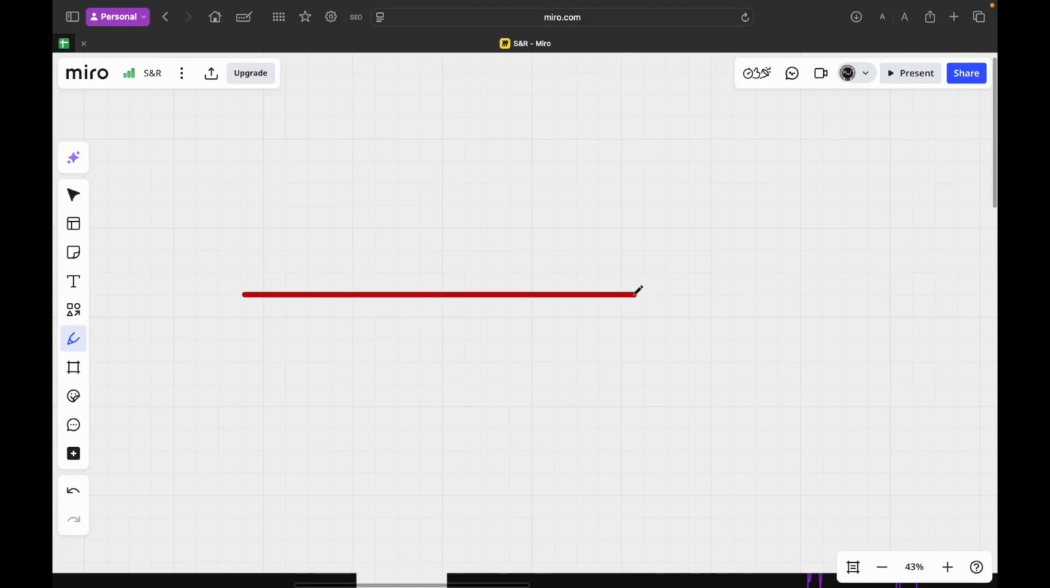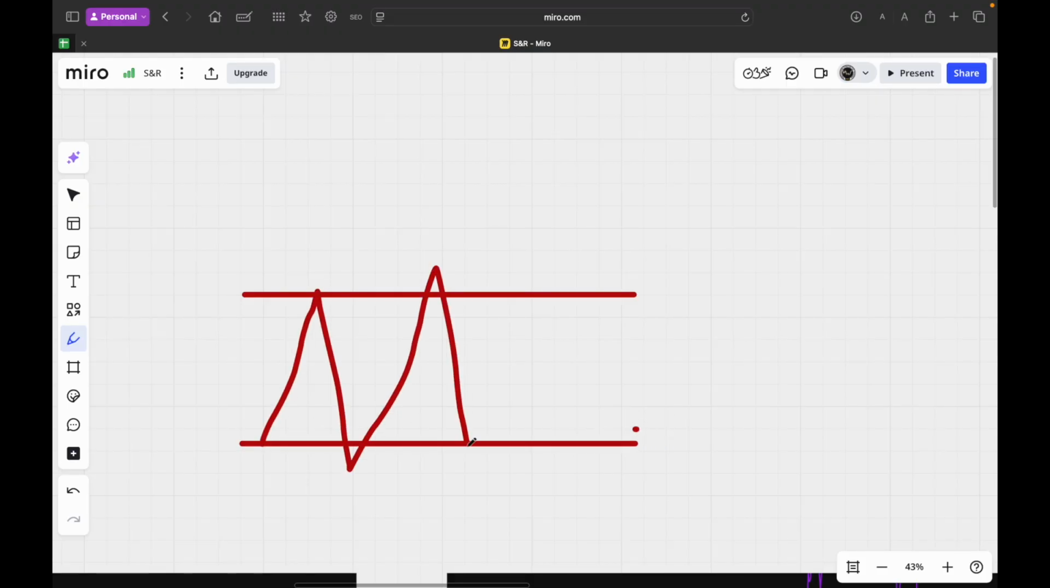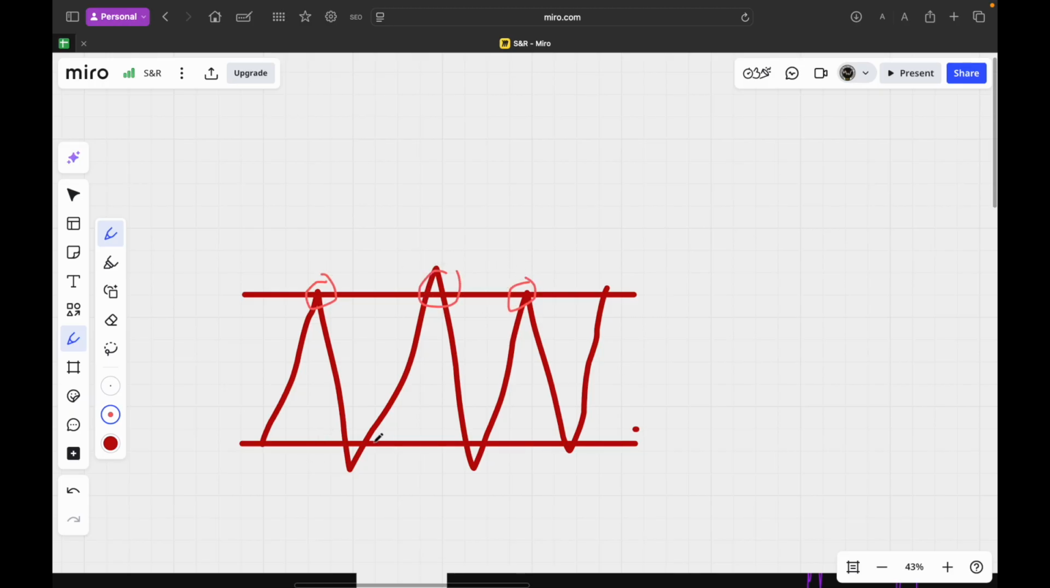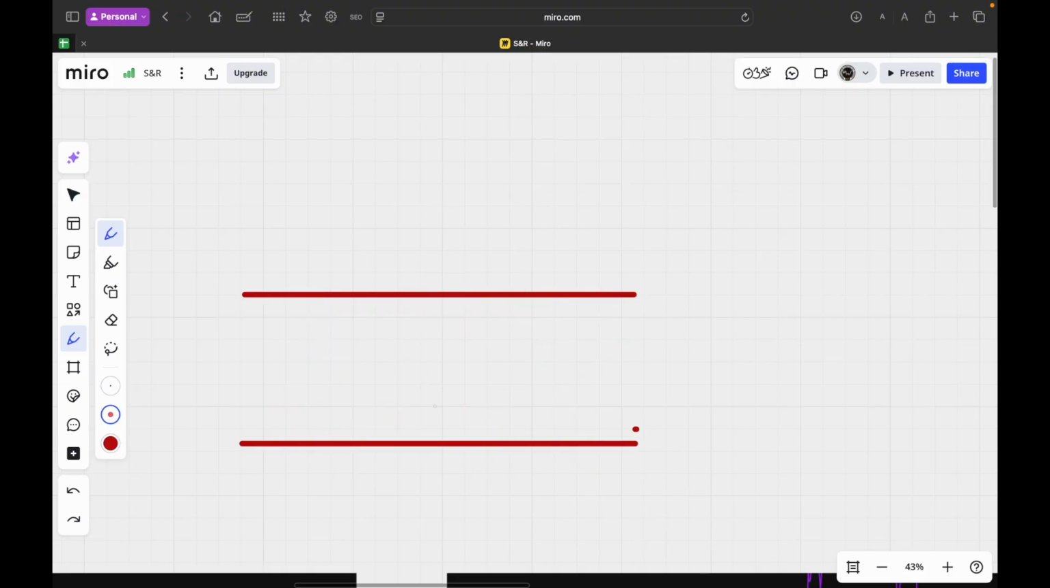The first one: if you have price ranging like this, each time price touches, for example, here, here, here, and even down here, this is going to be the support, like a floor, and this is like the ceiling. So the more touches, the more confirmation we have that this is a stronger level of resistance and support.